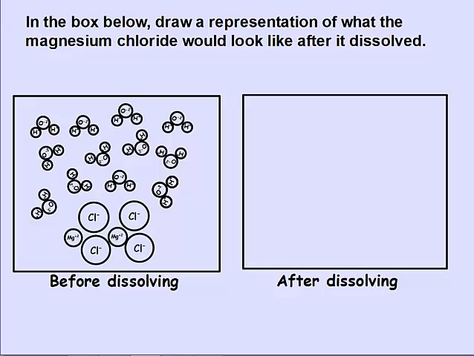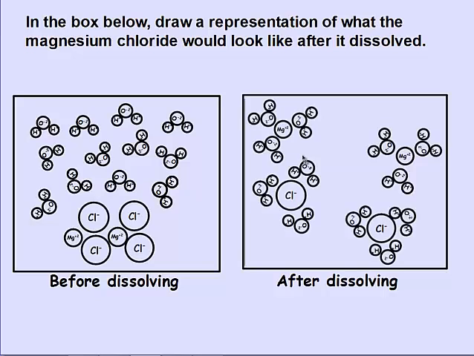Go ahead and pause the video and figure out what magnesium chloride would look like after it's been dissolved. So here in the picture we have solid magnesium chloride and we have water molecules before it dissolves. Magnesium chloride is ionic, so when it breaks apart, it should break apart into magnesium ions and chloride ions. And then water should surround it to form hydration shells. So magnesium's +2 should be around oxygen's -2. And so something to this effect.